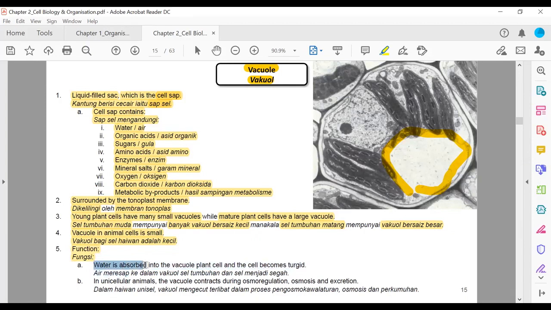Water is absorbed into the vacuole of the plant cell and the cell becomes turgid. Air meresap ke dalam vacuole sel tumbuhan dan sel menjadi segar.